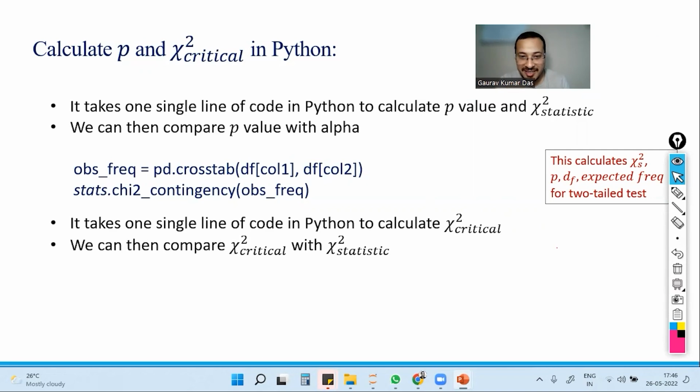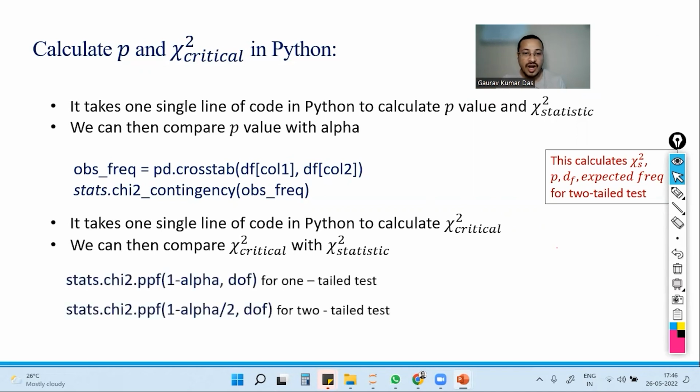I can also find the chi-square critical value. Once we find the chi-square critical from Python, I can compare it to the chi-square statistic. How do I do it? I use the function stats.chi2.ppf. It requires two parameters: 1 minus alpha, the degree of confidence, and the degrees of freedom. However, for a two-tailed test, I have to use 1 minus alpha by 2. This is done to calculate the chi-square critical value. But if I want to compare with the chi-square statistic, I again need to use the other formula because I need the chi-square statistic value. So it's better to use this process, one single step. Either way you can do it, and both will give you the same result.